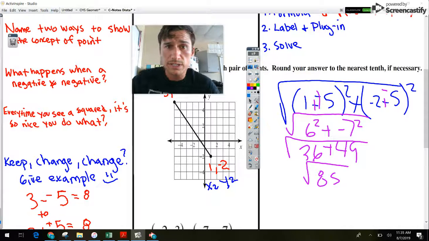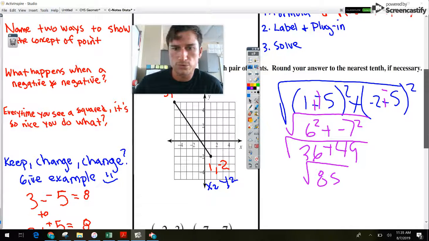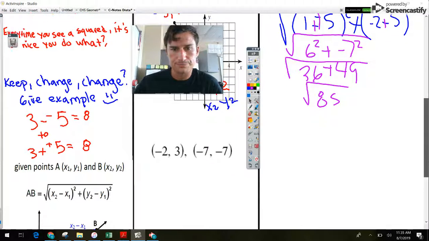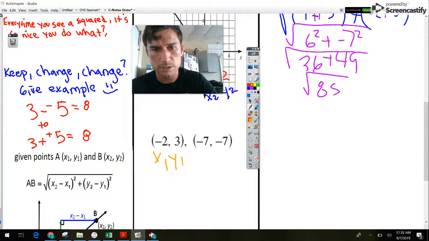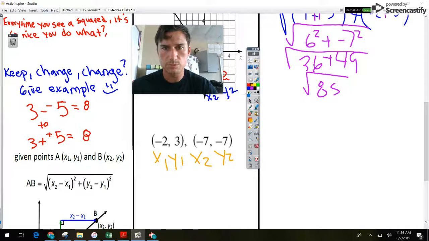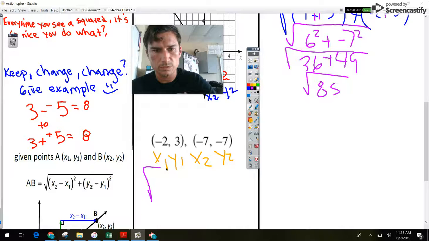You can leave it like that. You can put it into decimal form to the 10th. We will work on simplifying radicals as we go through the year. And it may have it just like this where you have 2 points. Find the distance between the 2 points. First thing you do, have it x1, y1, x2, y2. And then we just plug it into the formula.